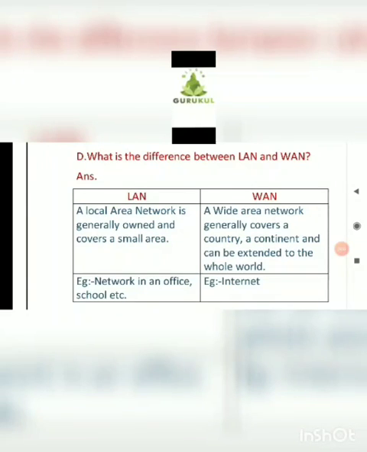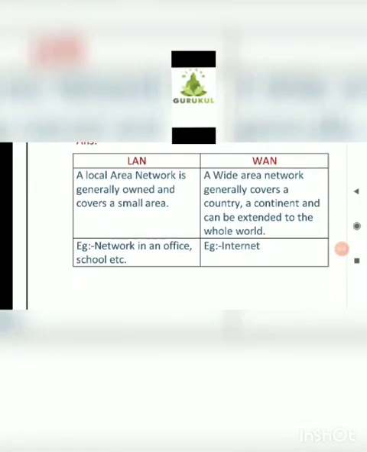What do you mean by WAN? A WAN, wide area network, generally covers a country, a continent, and can be extended to the whole world. Wide area network means the network system is established within a country or continent or maybe the whole world. This is known as the WAN. Example, internet. So these are the basic differences between LAN and WAN.